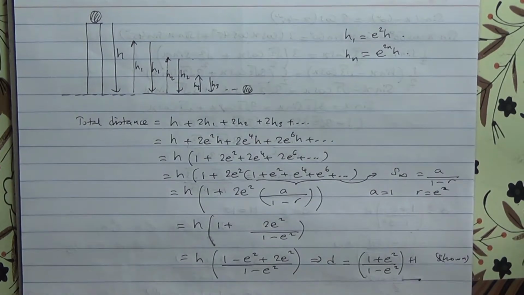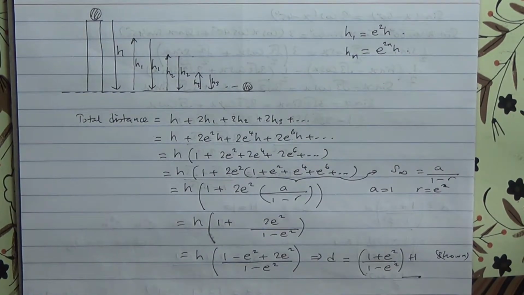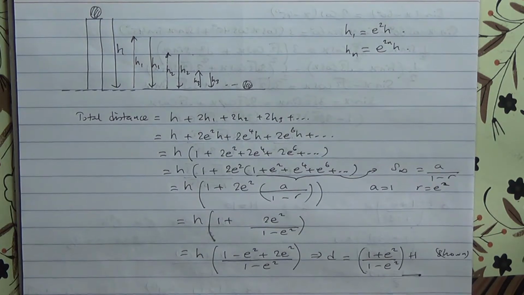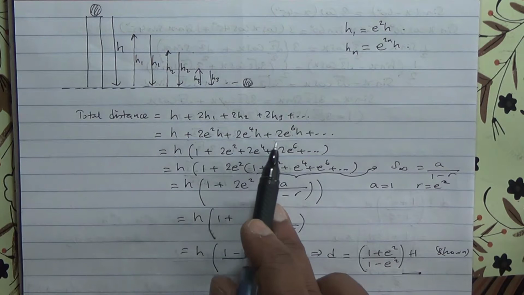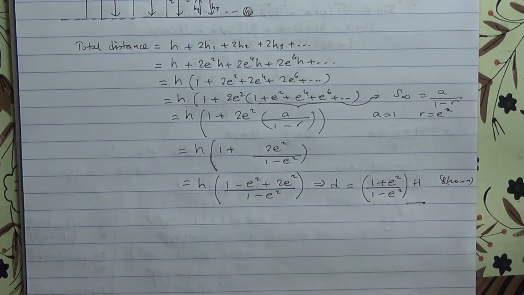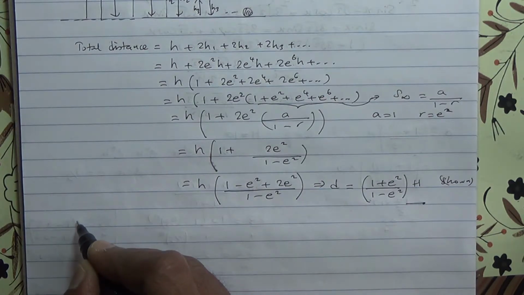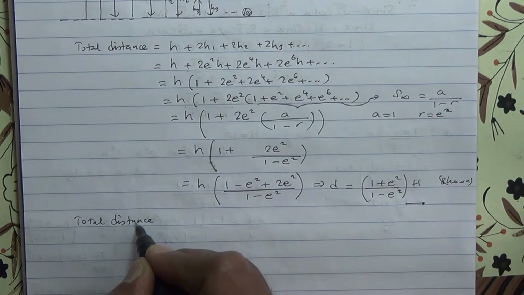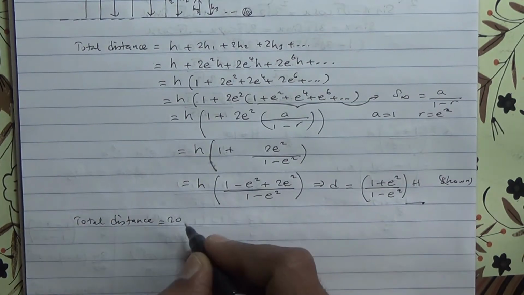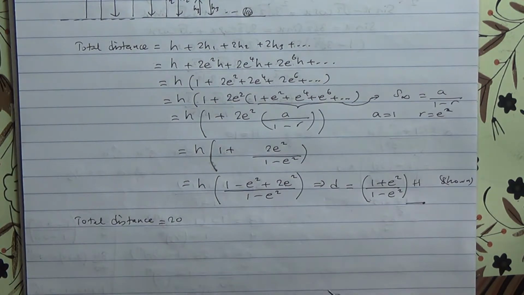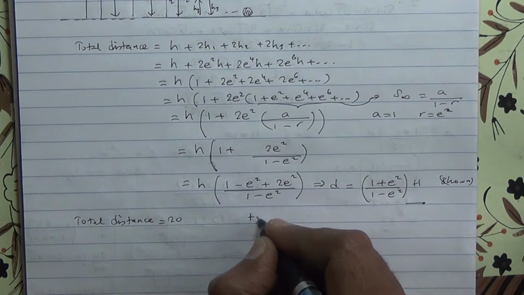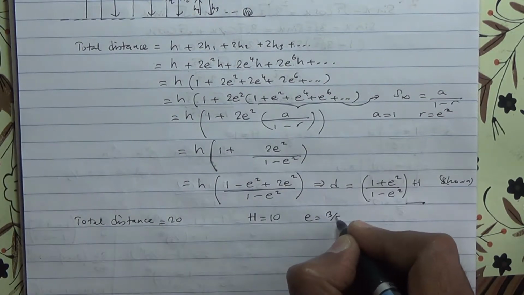Now for the second part of the question, we are supposed to find the number of times the ball hits the surface before it travels a distance of 20 centimeters. If we look at this geometric progression, what we're saying is that the total distance it should travel as required in the question is 20 centimeters. Let me just write this down. We are further given that h is equal to 10 and that e is equal to 3 over 5.